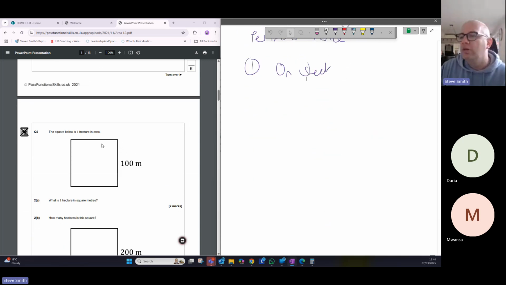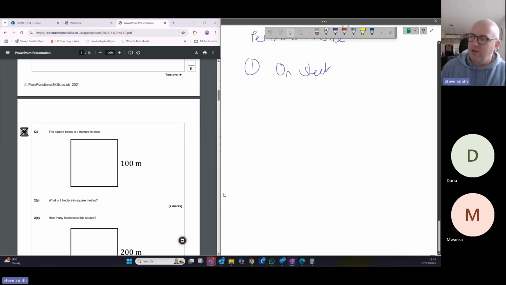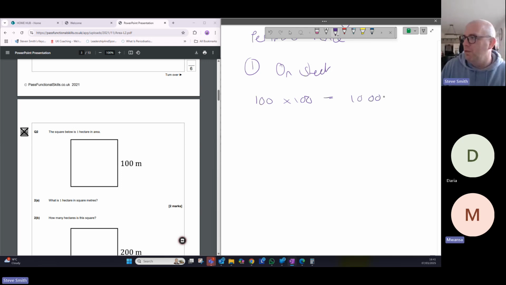So the square below is 1 hectare in area. 1 hectare. Oh, what is? Well, I'm thinking right, it's told me the answer. What is 1 hectare in square meters? Well, we know to find the area it's the length times the width. So it's 100 times 100, which equals 10,000.